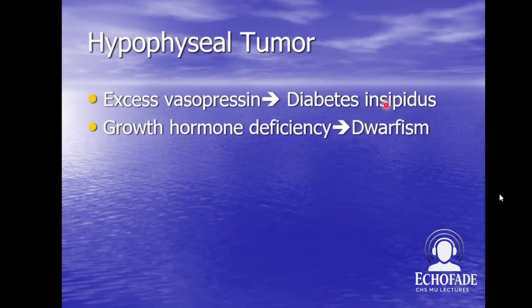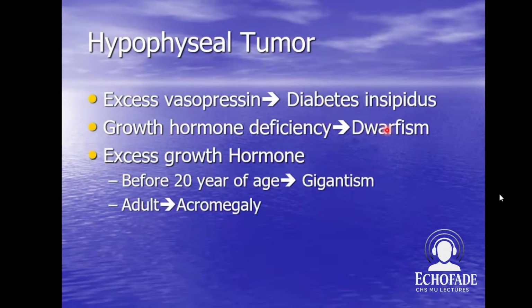And then growth hormone deficiency. If there's damage to the growth hormone cells, then you have dwarfism. People are of very short stature, dwarfs. And then if we have excess growth hormone before 20 years, usually the epiphyseal plate closes by 20 years. So if the excess occurs before 20 years, then the epiphyseal plate continues to grow. The bones become very long. Then you end up with gigantism. Gigantism, very tall people, 8 feet tall.